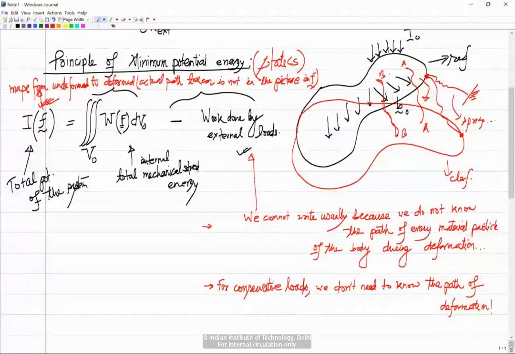And also suppose that somehow you find out the actual path taken, and then you can obviously compute the work done. But then there is nothing to solve for because you have already found the path and you already know what is the undeformed and what is the deformed configuration. So then there is nothing to solve, no? Here our goal is to solve for the deformed configuration.